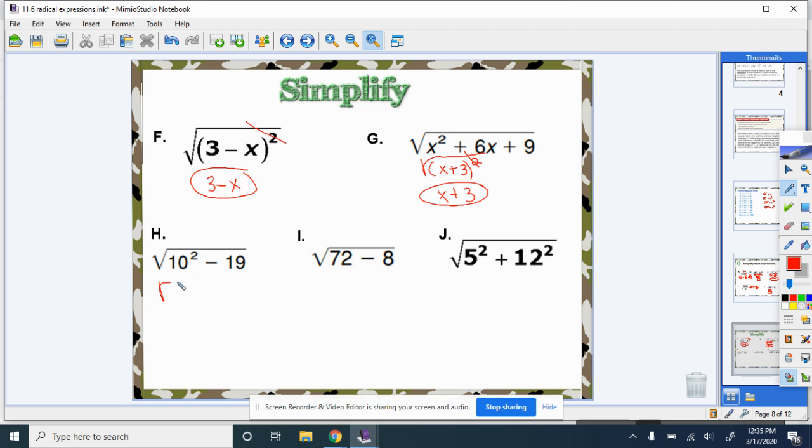For H, following order of operations, 100 minus 19 leaves you with the square root of 81, which is 9. For I, 72 minus 8 is the square root of 64, which is 8. And for J, you end up with the square root of 25 plus 144, or the square root of 169, which is a perfect square and leaves you with 13.